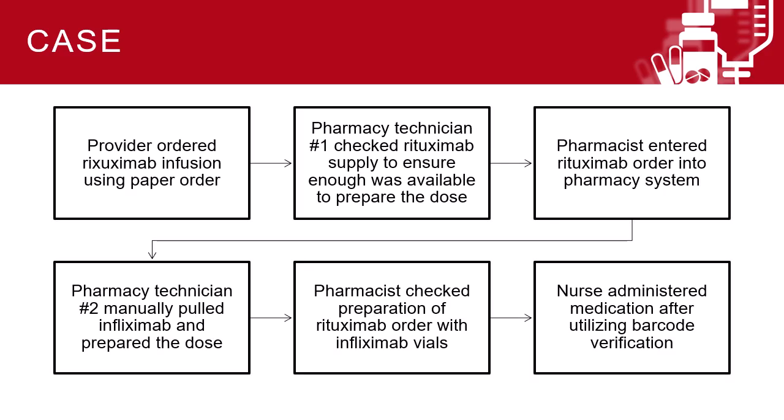Remember, as we look at contributing factors and risk reduction strategies, we want to look at each step in the medication use process. In this case, a provider orders rituximab infusion using a paper order. Next, a pharmacy technician checks rituximab supply to ensure enough is available to prepare the dose. After that, a pharmacist enters a rituximab order into the pharmacy computer system.